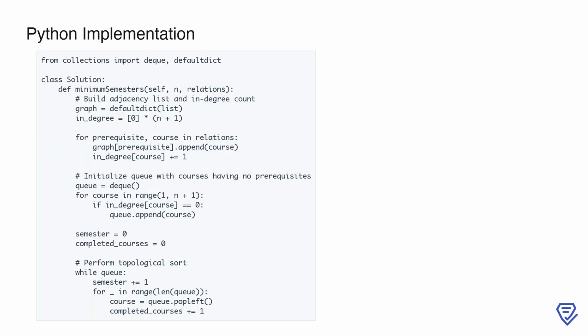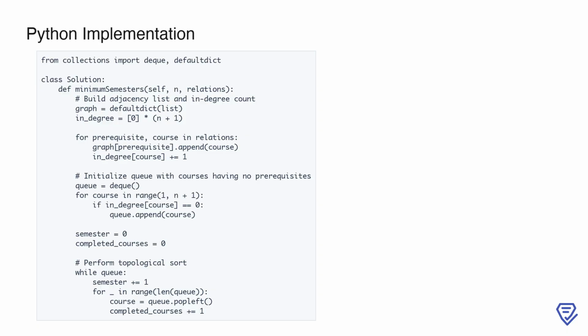To solve the problem of determining the minimum number of semesters required to complete all courses, we start by setting up the necessary data structures. We import deque to efficiently manage our queue and defaultdict to build our adjacency list for the course graph. Within the minimum semesters method, we first initialize the graph as a defaultdict of lists and create an in_degree array to track the number of prerequisites for each course. The length of this array is n + 1 to account for the one-based indexing of courses.